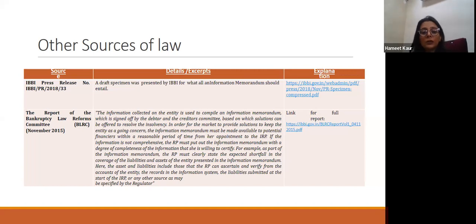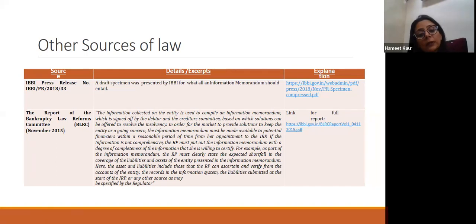In order for the market to provide solutions to keep the entity as a going concern, the IM must be made available to the potential financiers within a reasonable period of time from the appointment of the IRP. If the information is not comprehensive, the RP must put out the IM with a degree of completeness to the information that she is willing to certify. For example, as part of the IM, the RP must clearly state the expected shortfall in the coverage of liabilities and assets of the entity presented in the IM.